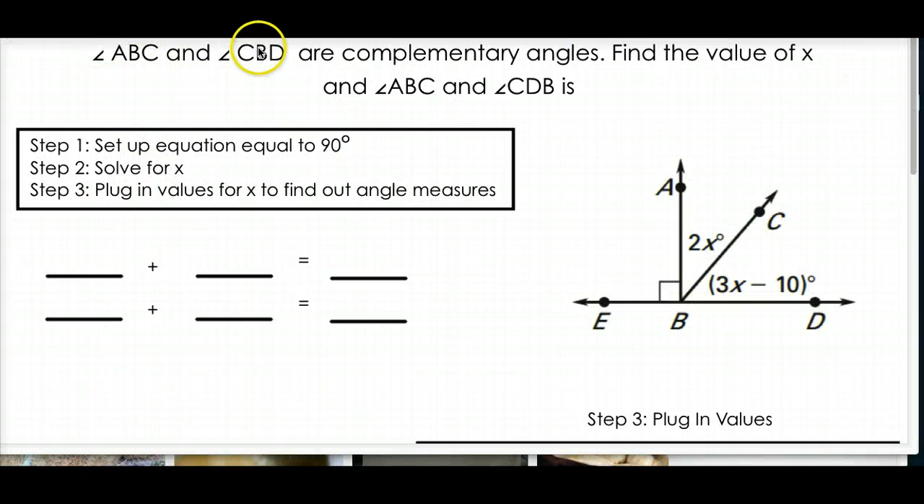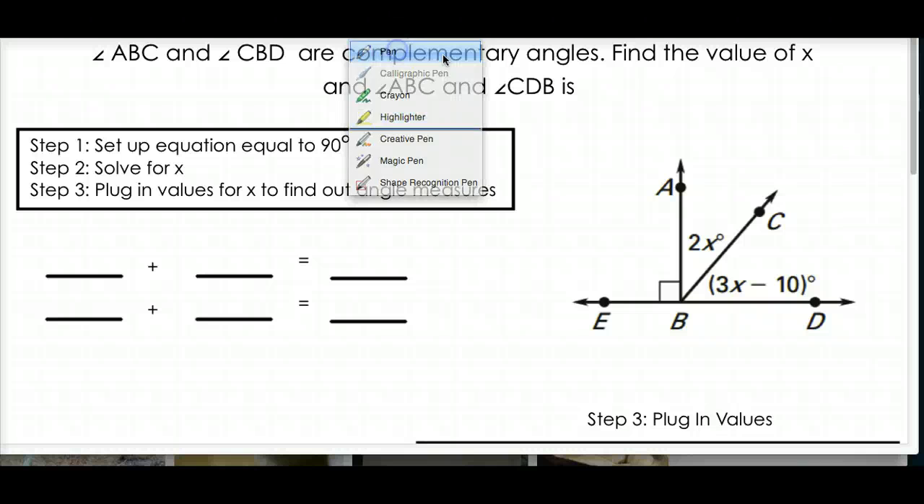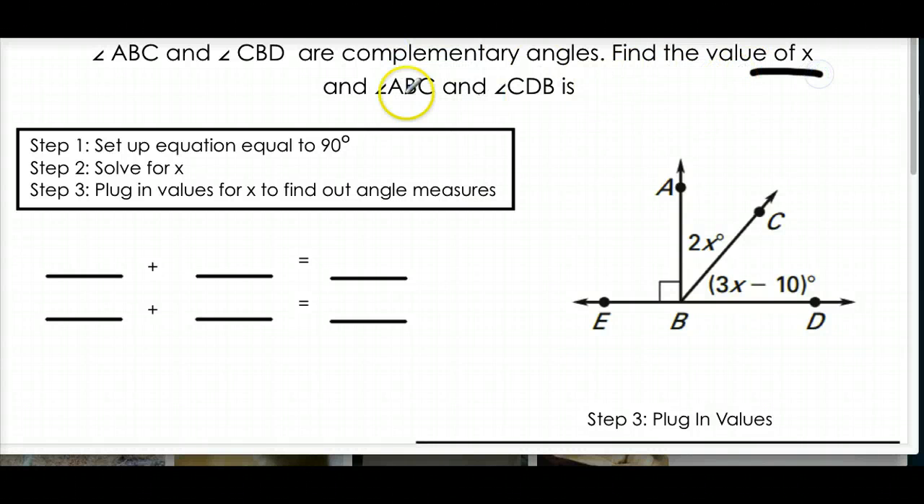angle ABC and angle CBD are complementary angles, all right? Find the value of x and ABC and CBD. So we're doing three things in this problem, don't forget that. We're first finding the value of x, and then we're finding ABC, and then we're finding angle CBD. We've got to find those measures.